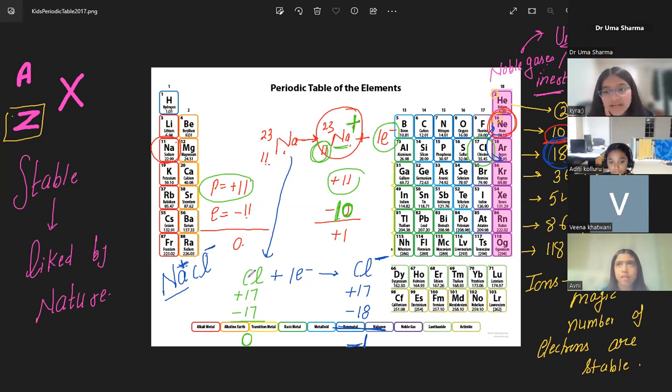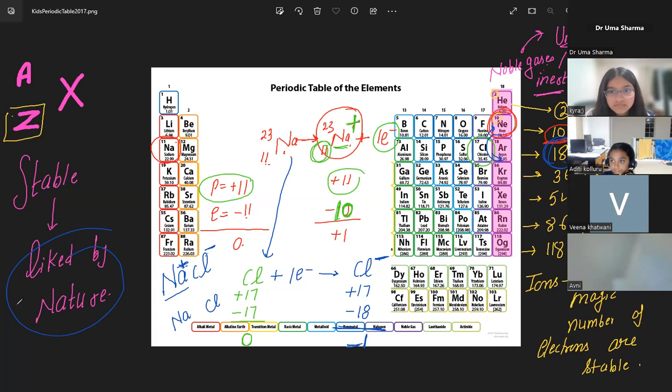Now, Aditi, if I say which one is more stable, sodium or sodium plus? Sodium plus. Which one is more stable, Cl or Cl minus? Cl minus. Okay, if I ask you, Kyra, out of sodium and sodium plus, which one is available in nature? Sodium plus, because it's more stable and stability is liked by nature. Very good. So sodium plus is found as sodium chloride in the sea water.